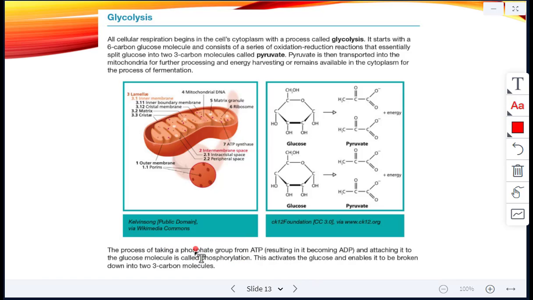Phosphorylation is another term you need to know here, which is basically the process of taking a phosphate group from ATP, which results in it becoming ADP, and attaching it to the glucose molecule. That is called phosphorylation. And that activates the glucose and starts the process of glucose being broken down into those 2 3-carbon molecules.